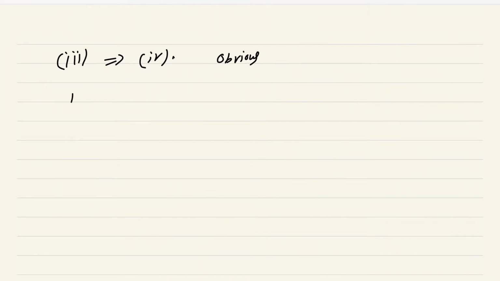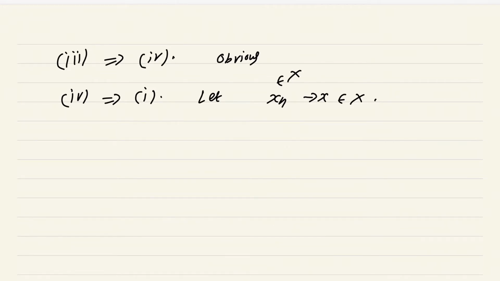Now we have to show 4 implies 1. That is, we have to show that whenever we have this condition that when you take a ball, F inverse B is open, we'll have to show that if xn converges to x, then f of xn converges to f of x. Okay, so let xn converge to x. So xn is a sequence in X and x is a point in X, and you have a sequence converging to the point x, we have to show that f of xn converges to f of x.